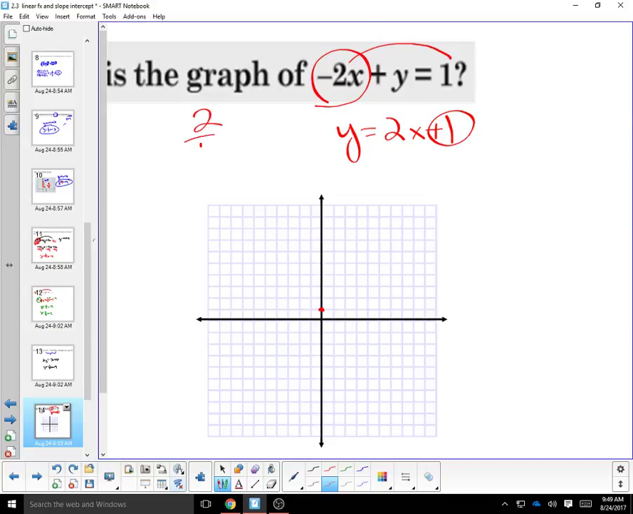Slope, change in y, change in x. Got to have it. Up 2, to the right 1. Up 2, to the right 1. Over and over again. Put a line through it. A little bit better. There you go. Anybody else got questions on that?